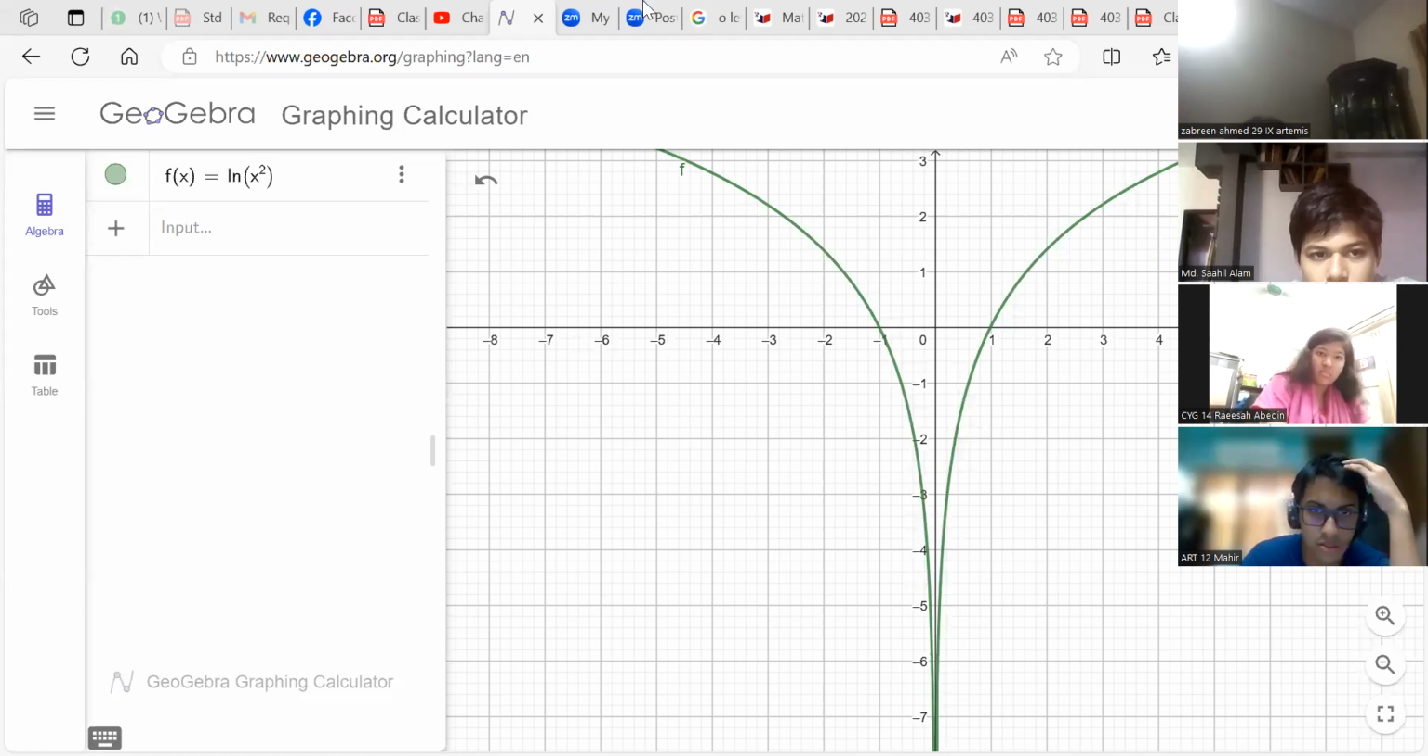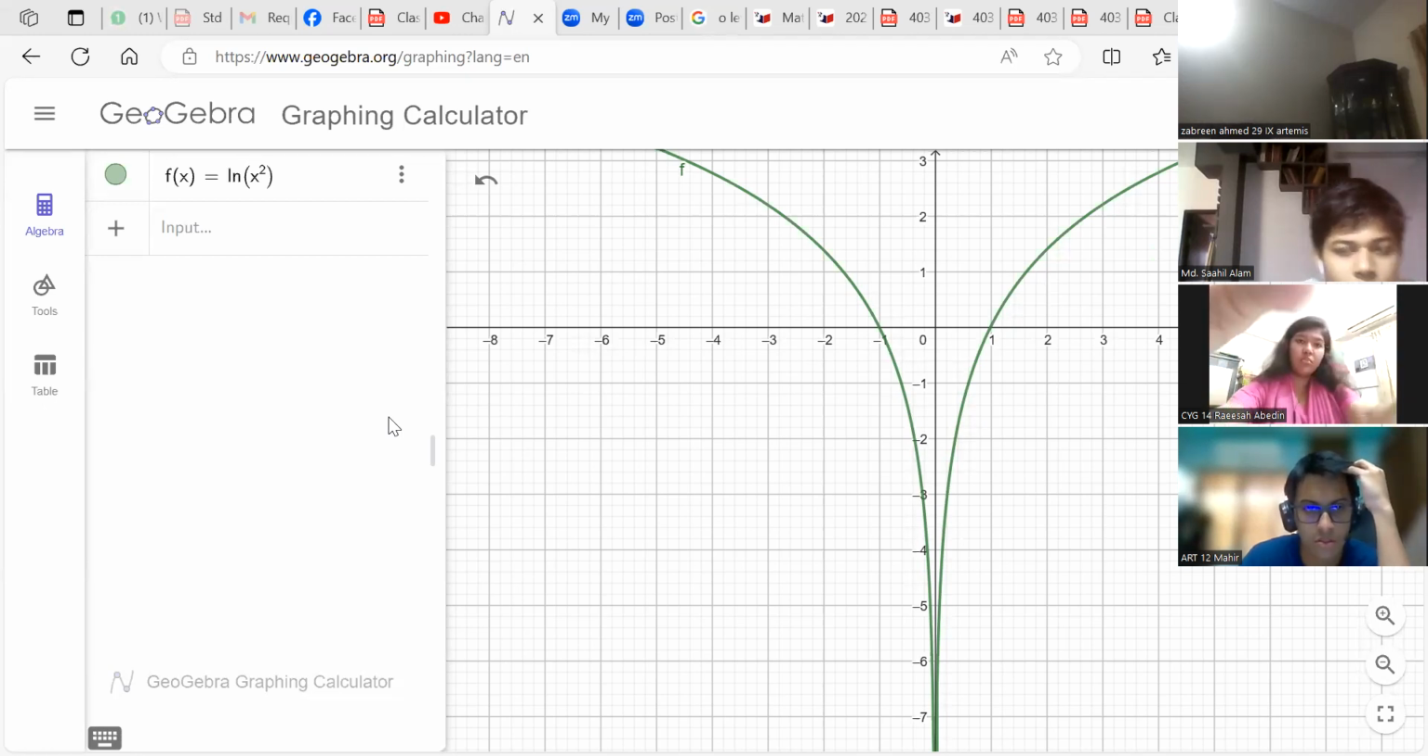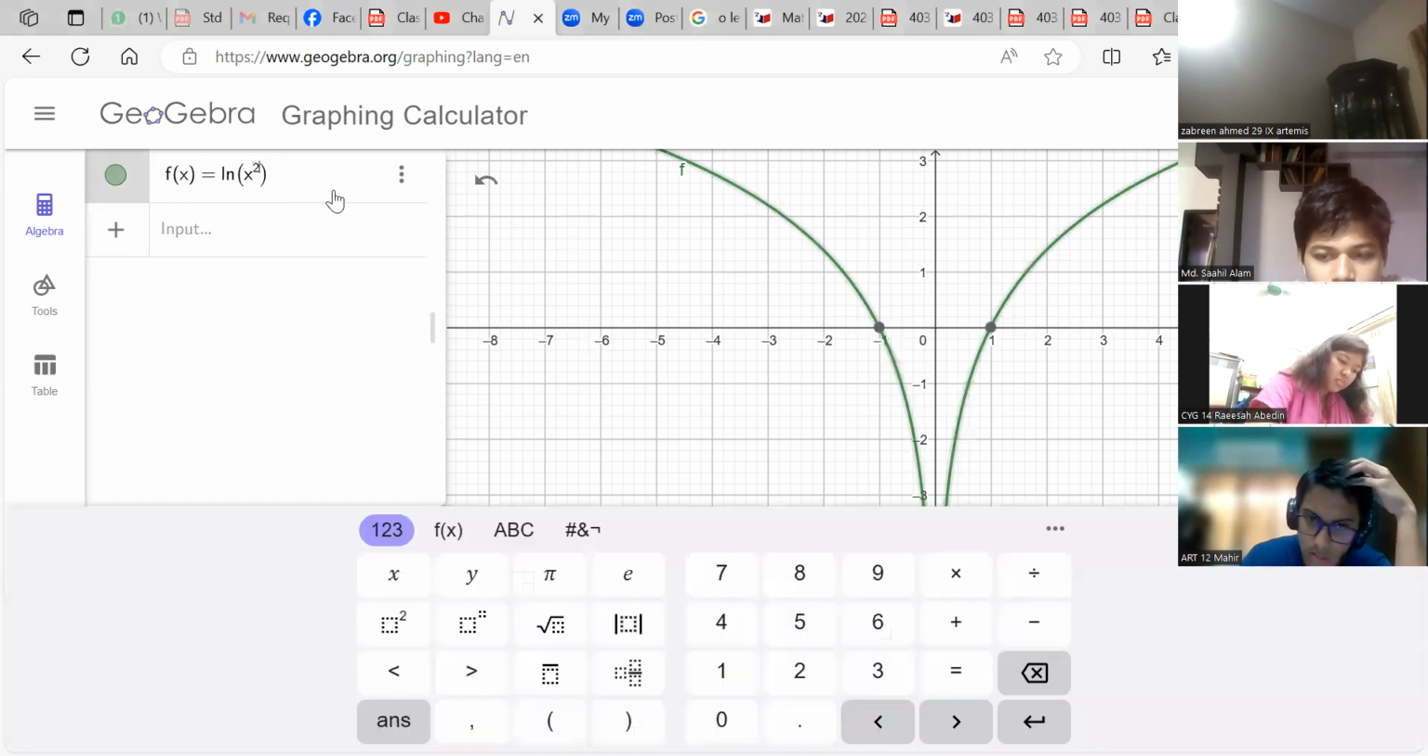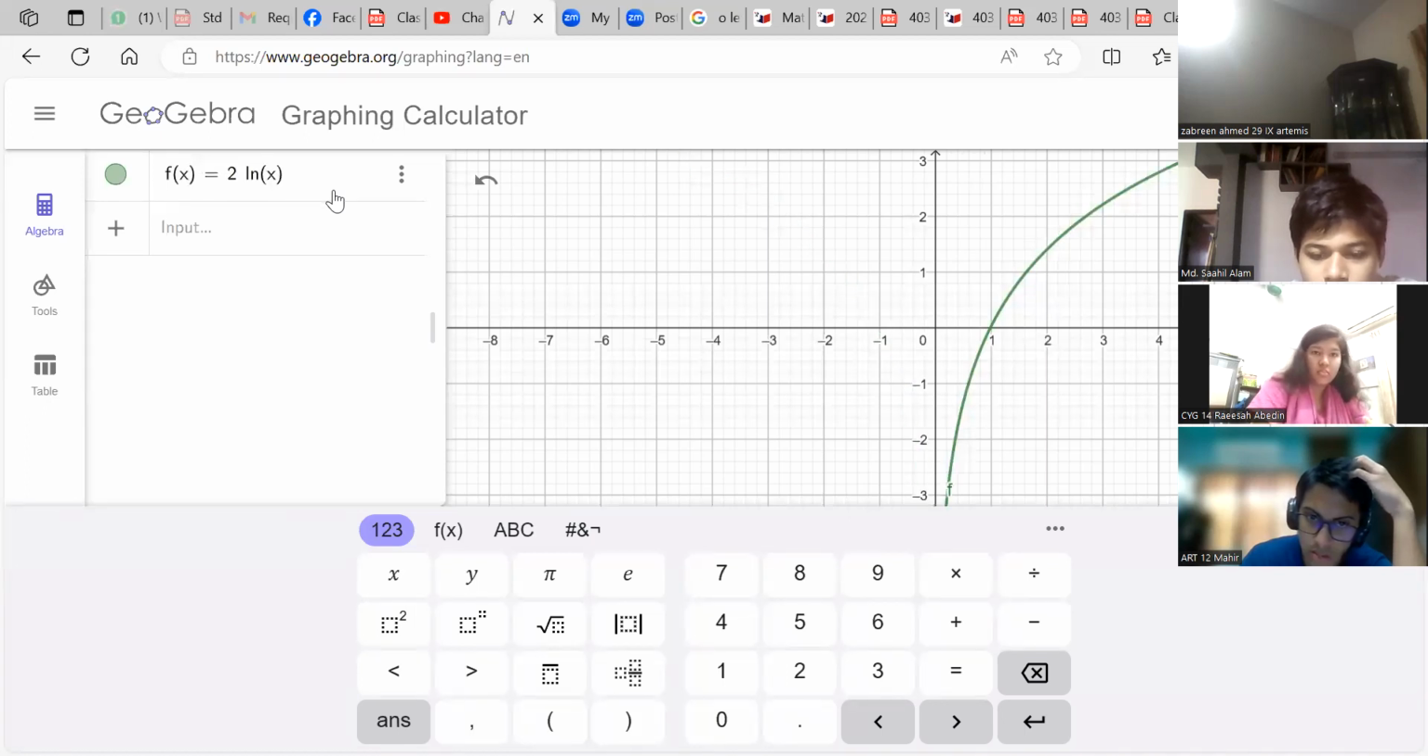Do you notice the graph? This is the graph of ln x square. This is the graph of ln x square because the negative values are also valid here. But over here, so did everybody notice? Atif, did you notice the shape of the graph? Yes. But now if I make it 2 ln x, did you realize this part is undefined?